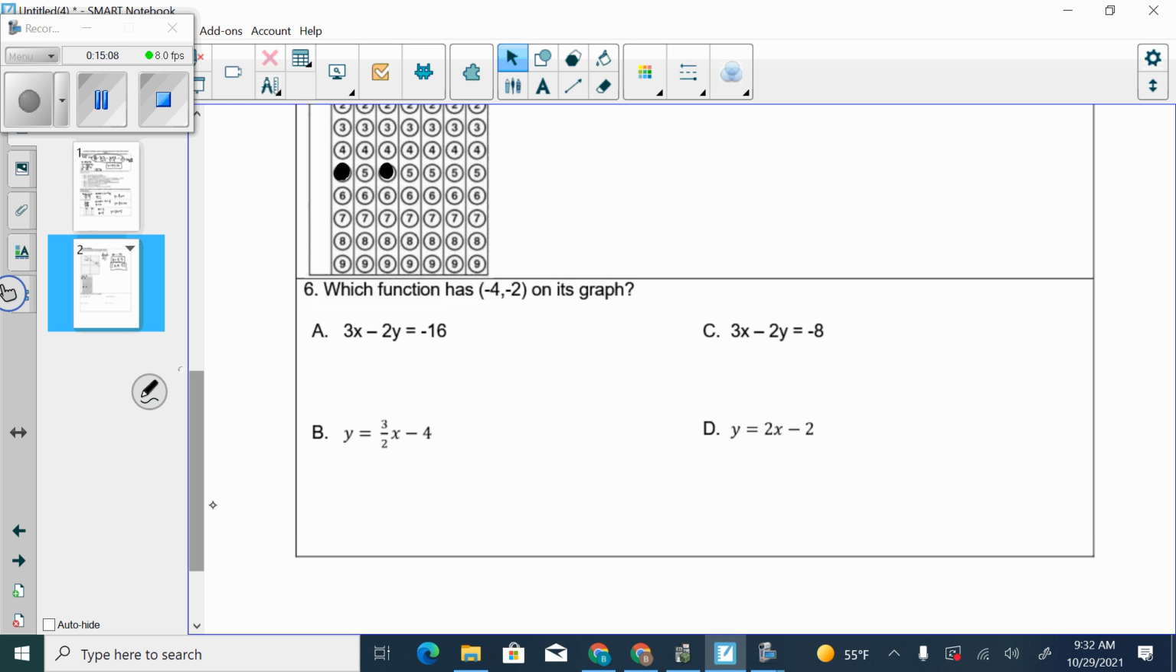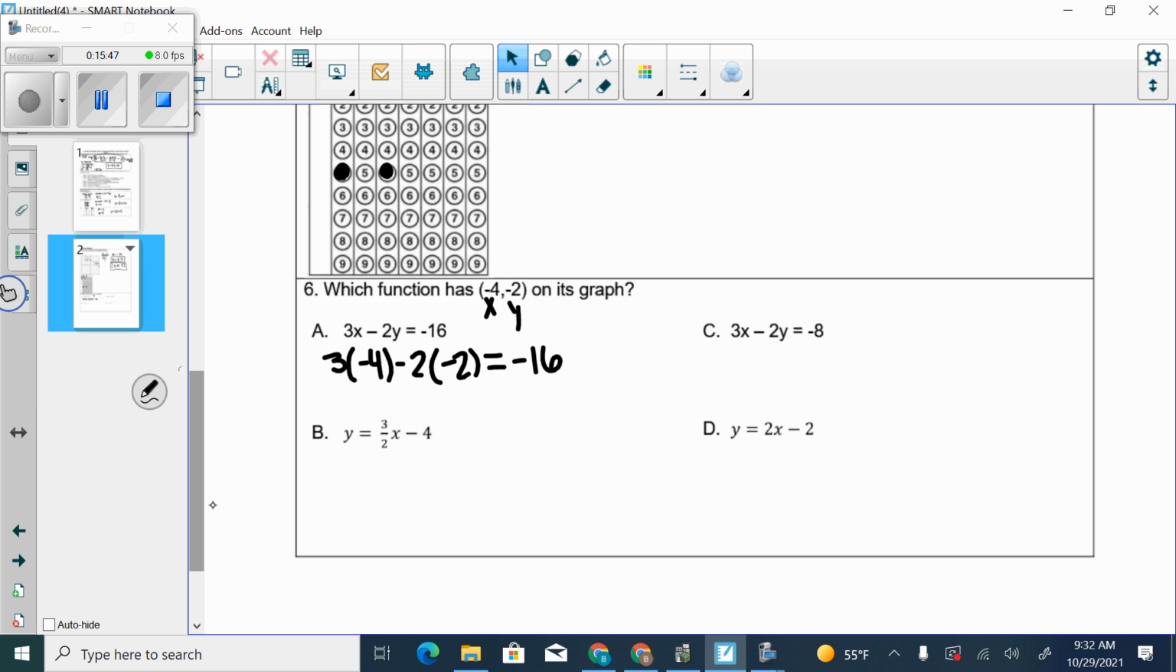All right, number 6 says which function has the point -4, -2 on its graph? So we would either have to get them all in slope-intercept form to put them into our calculator, which is going to take some solving on answer choices A and C, or we could just take this coordinate point and plug it in for x and y and see which makes a true statement. So if I did that here, I would have 3 times -4 minus 2 times -2 equals -16.